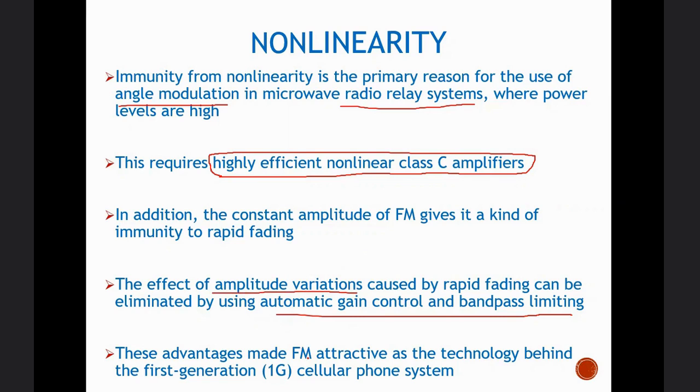These were the main advantages that made FM attractive, especially for 1G, the first cellular phone systems. Now the systems are much more complex. They are, in fact, a combination of different modulation formats and multiplexing techniques.